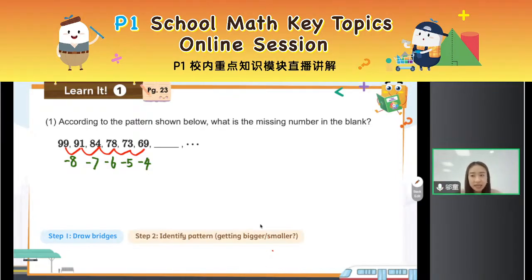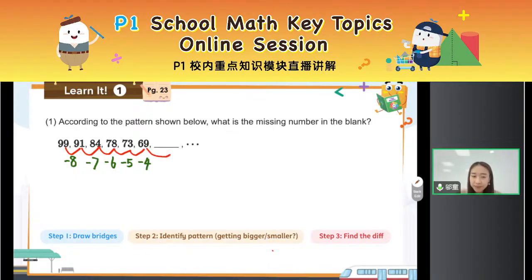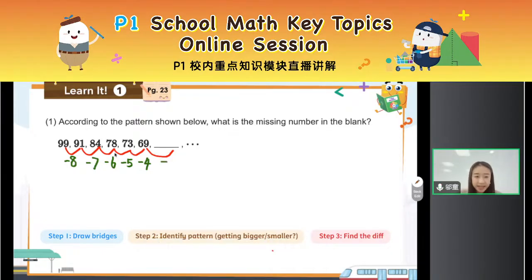So now this is a decreasing pattern. And you can find some secret behind this difference, right? How is the difference changing? Okay, if right now we draw one more bridge behind, how many do you think we're supposed to minus to reach the next one? Very good job. So here we minus 8, 7, 6, 5, 4. Can you find any changes on their difference? Or no, there's no difference. Yeah, it's always 1 for the gap.